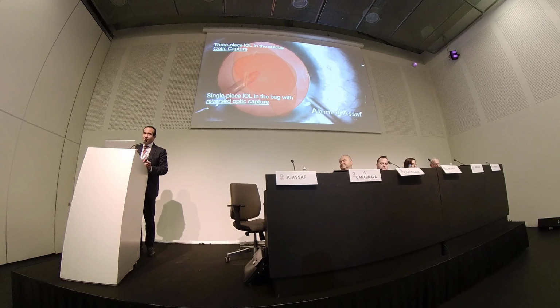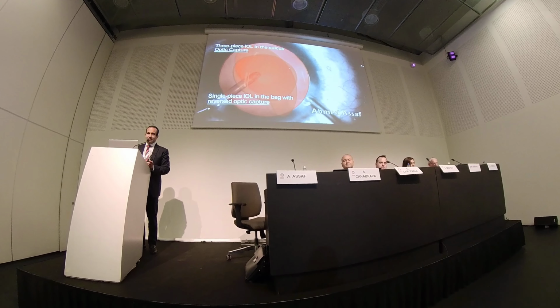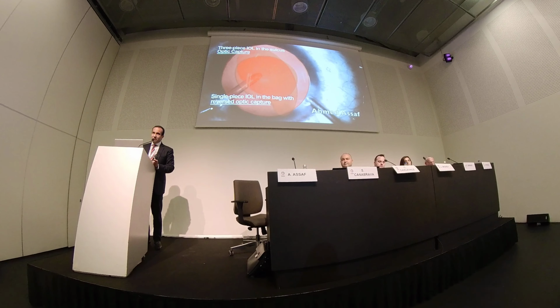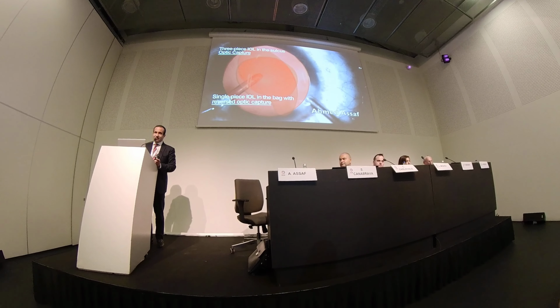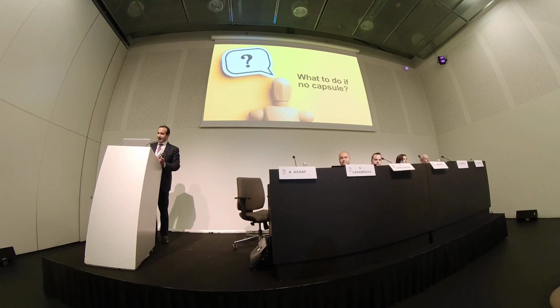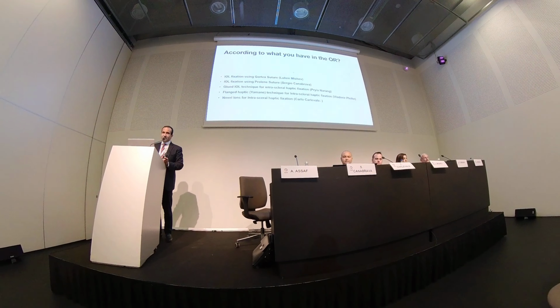But suppose that you don't have enough capsular support. If there is no capsular support, what to do other than anterior chamber IOLs, because we do care about the corneal endothelium? So what to do in this case if you don't have enough capsular support?